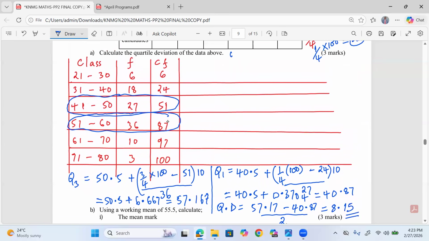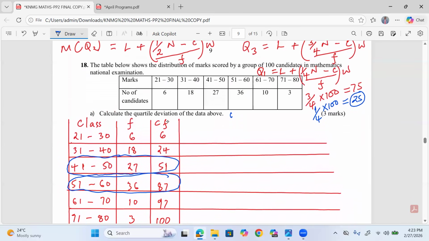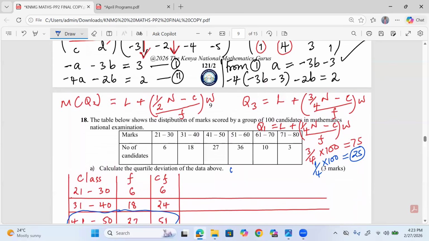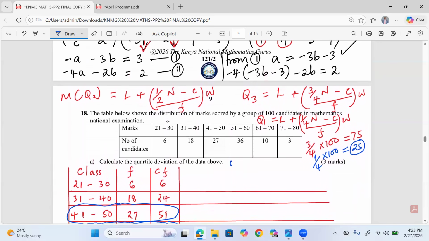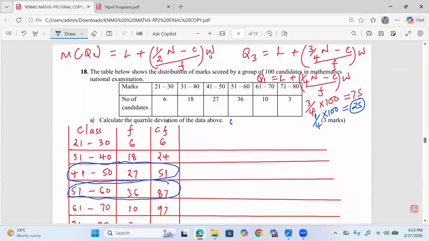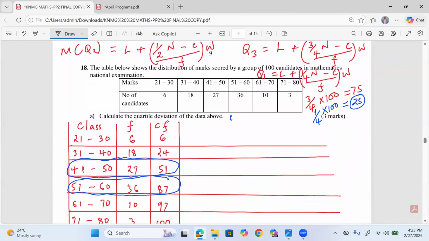That is our quartile deviation. It's a very good question. So you're supposed to get all the quartiles. There are 3 of them. The middle one is called the median, and median is even studied in paper 1. That is Form 2 work. You see? Thank you for continuing to join.